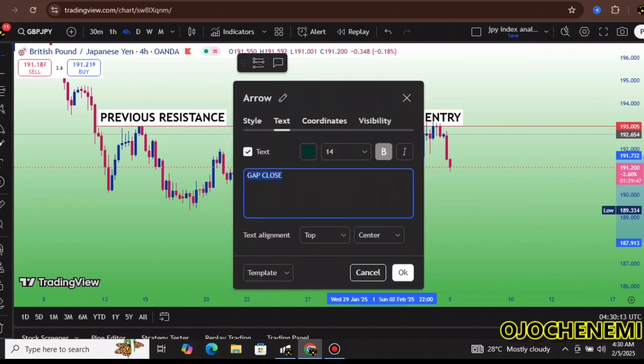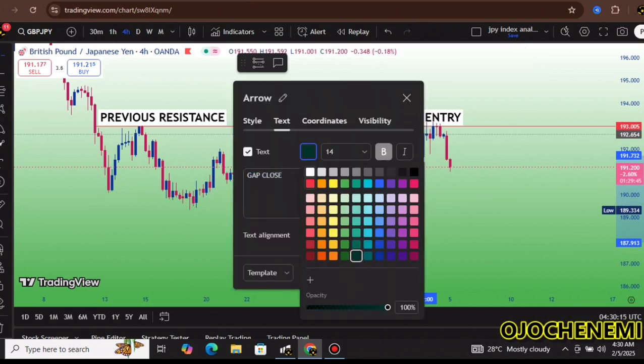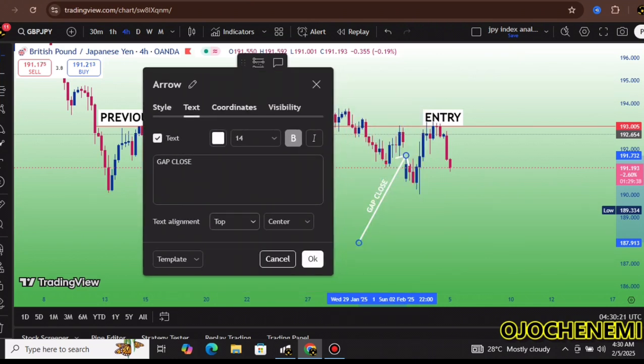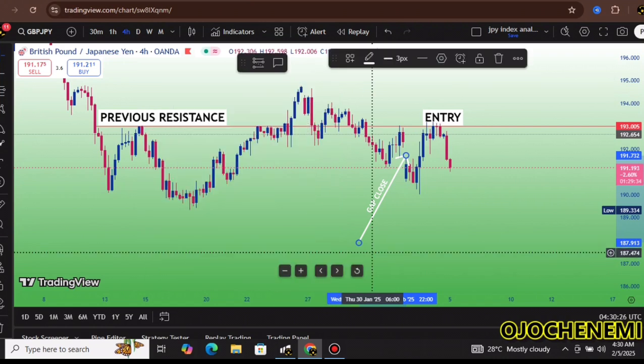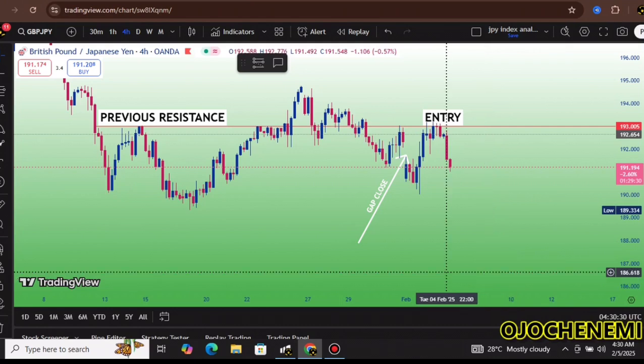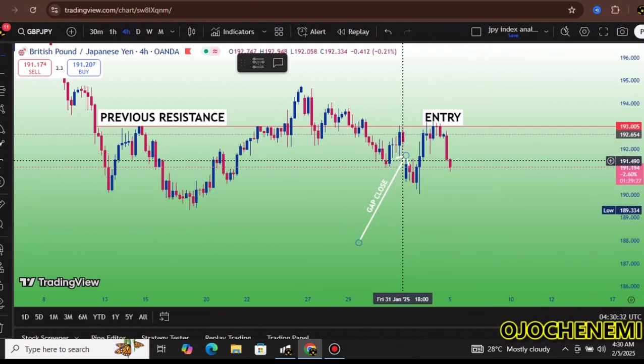on the opening of the market on Monday, the gap made the market go back and fill the gap before it continued its normal movement. It had to fill the gap first before it continued to its prior movement.